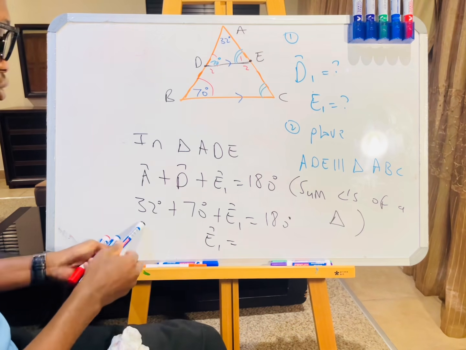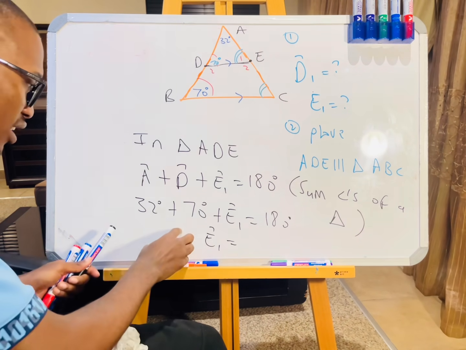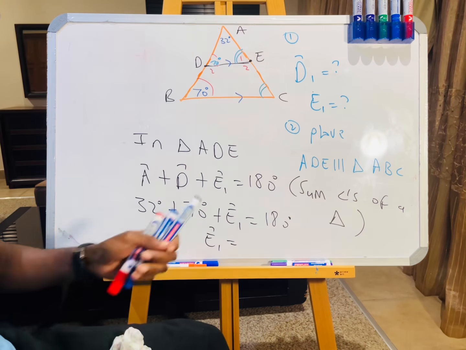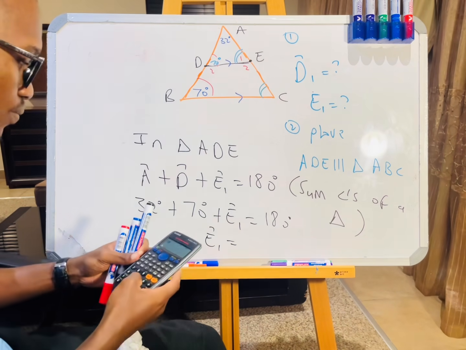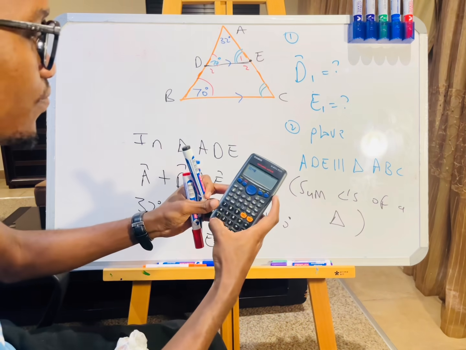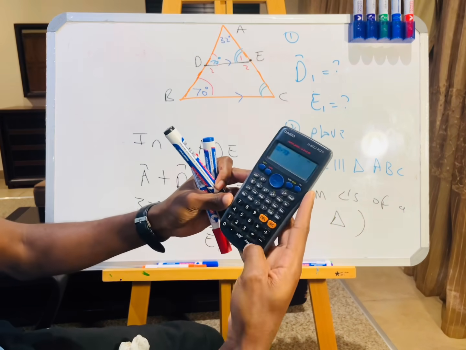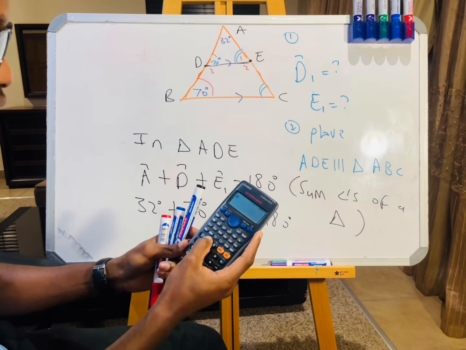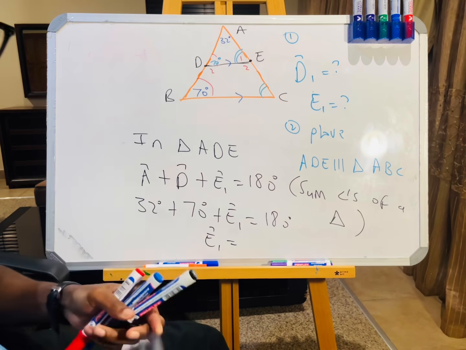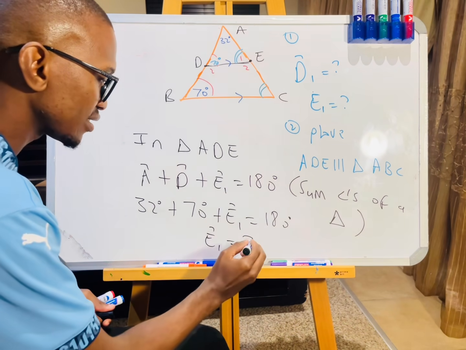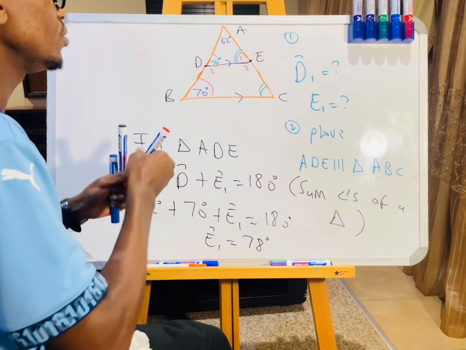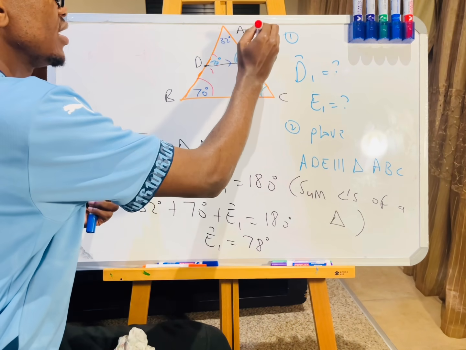If you add 32 plus 70, you get 102. When it crosses the equal sign to the other side, 102 is going to be negative. 180 minus 102 is 78. So the answer is 78 degrees. I'm going to write the value here, it's 78 degrees.